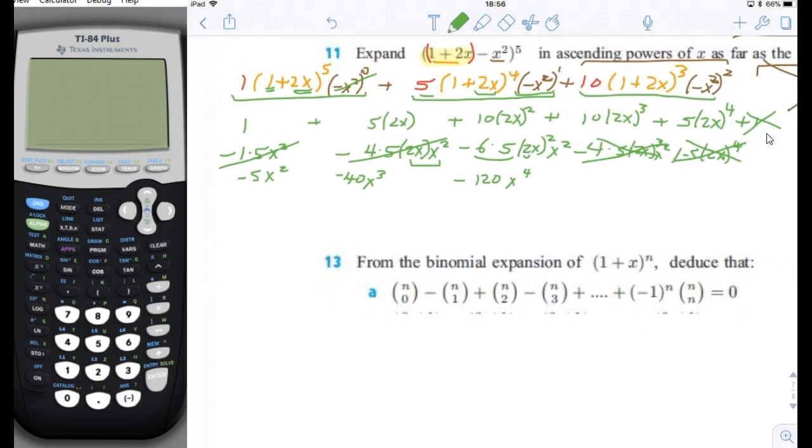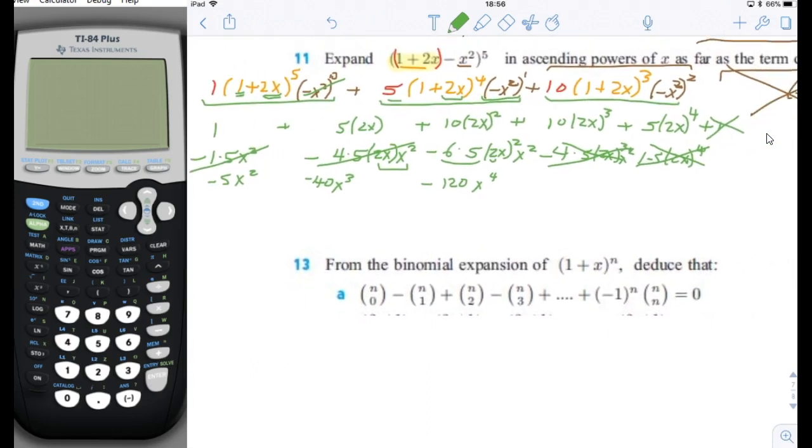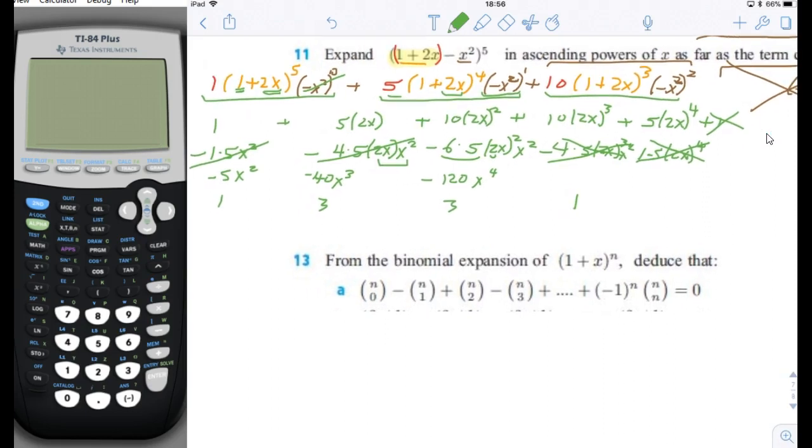This would be cubed, so that would be 1, 3, 3, 1, the Pascal's triangle coefficients. And each one of these terms would be times 10, times 10, times 10. Each one of these terms would be times negative x squared squared, which would be x to the 4th. Okay, so actually most of these terms are already going to be too high degree, right? Because when you have this, you're going to have x to the 4th, and we don't want to go any higher than x to the 4th.